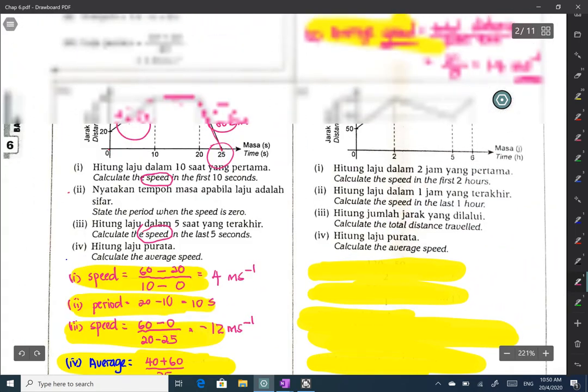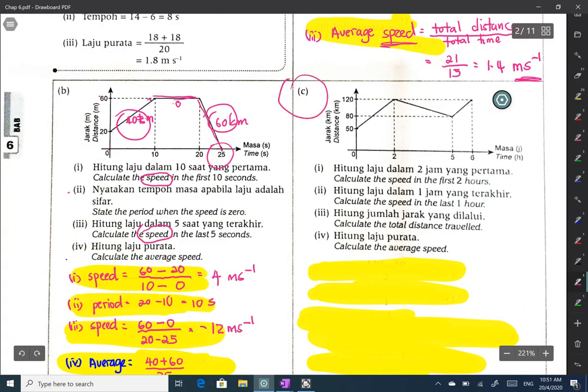Okay, can you complete question C? 你自己做好不好？ Okay, question 2.